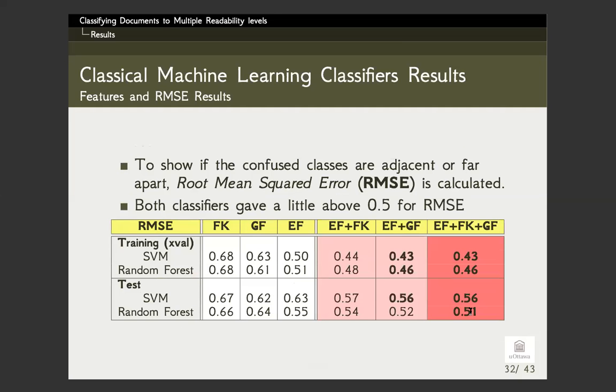And to show if the confused classes were adjacent or far apart, we calculated the root mean square error. And we can see here that combining all 3 features gave us the lowest RMSE, which is still a little above 0.5 for both classifiers, SVM and random forest.